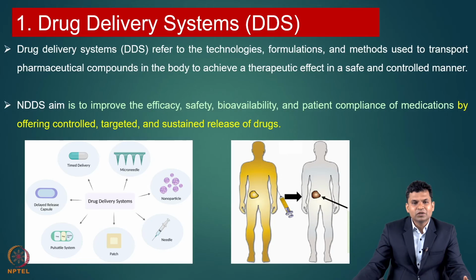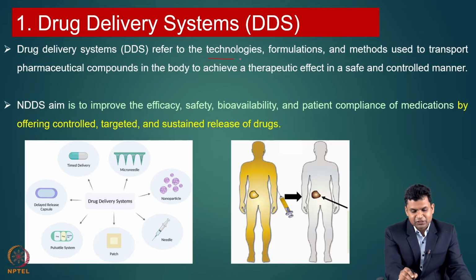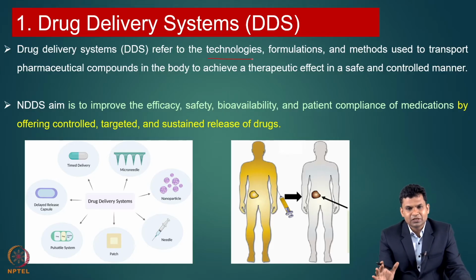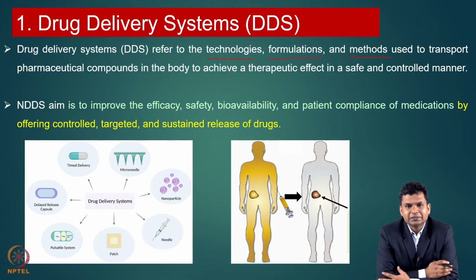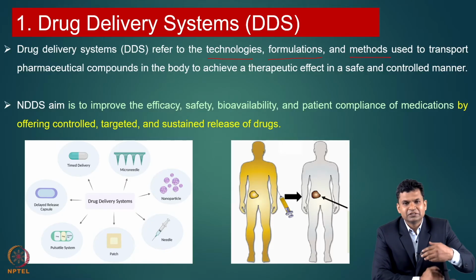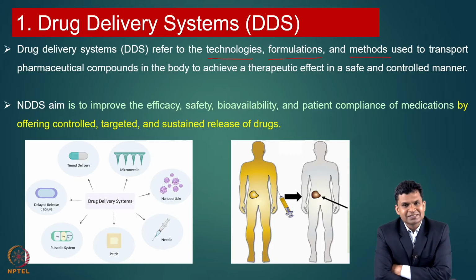So what is a drug delivery system? The definition suggests that these are technologies. We use a lot of technologies to convert the active ingredient from a conventional formulation to a drug delivery system. These are the technologies, formulation approaches and methods used to transport pharmaceutical compounds in the body to achieve a therapeutic effect in a safe and controlled manner.